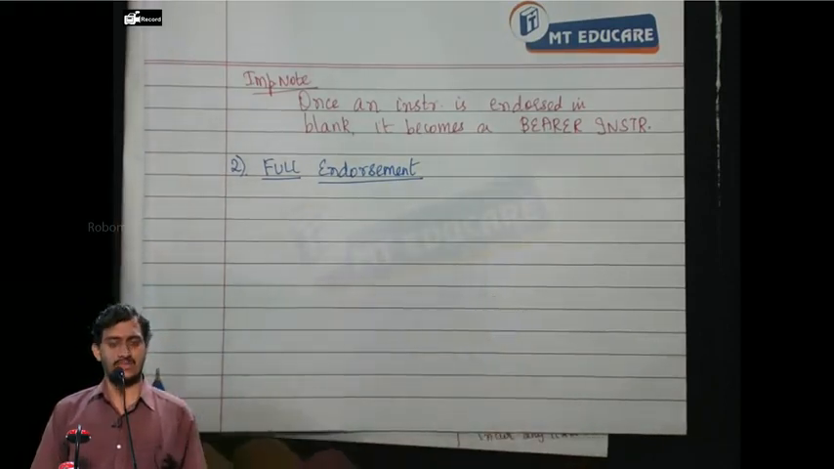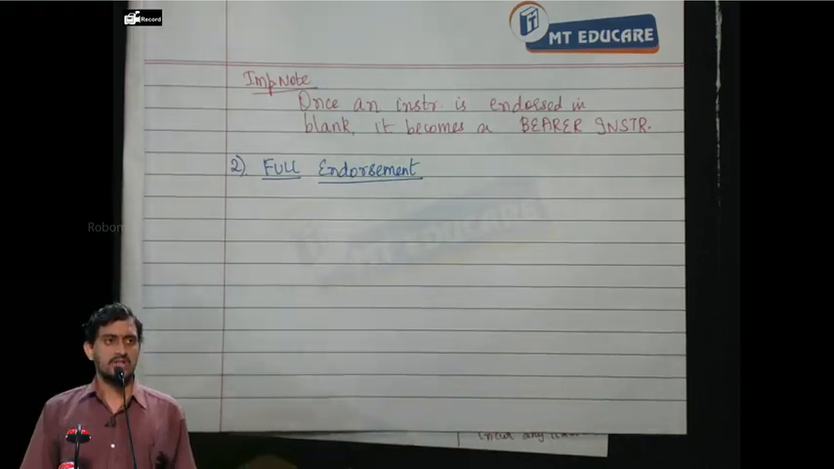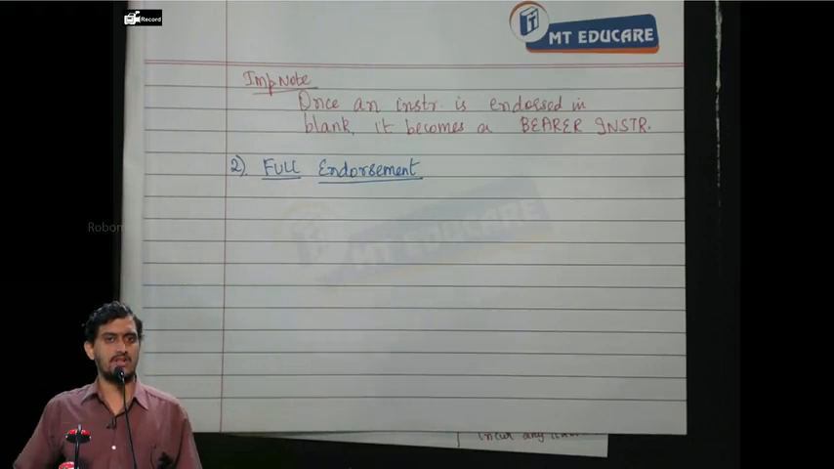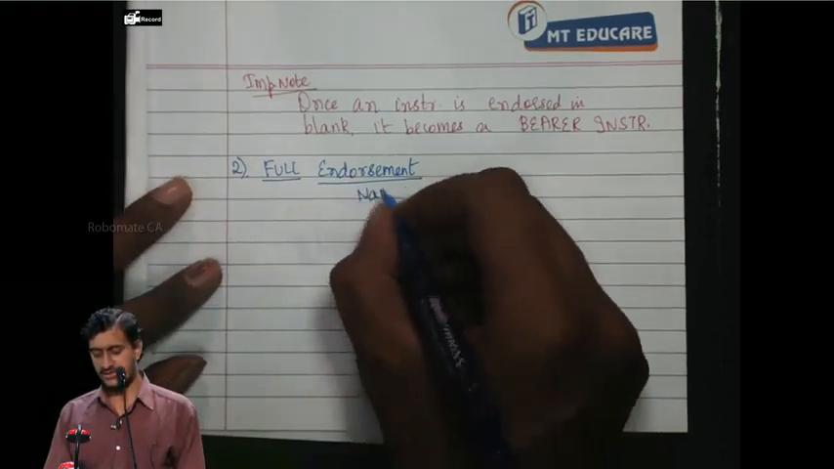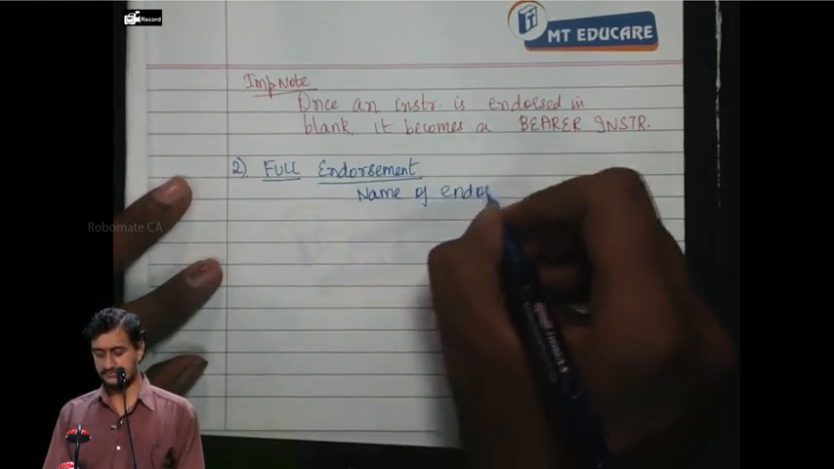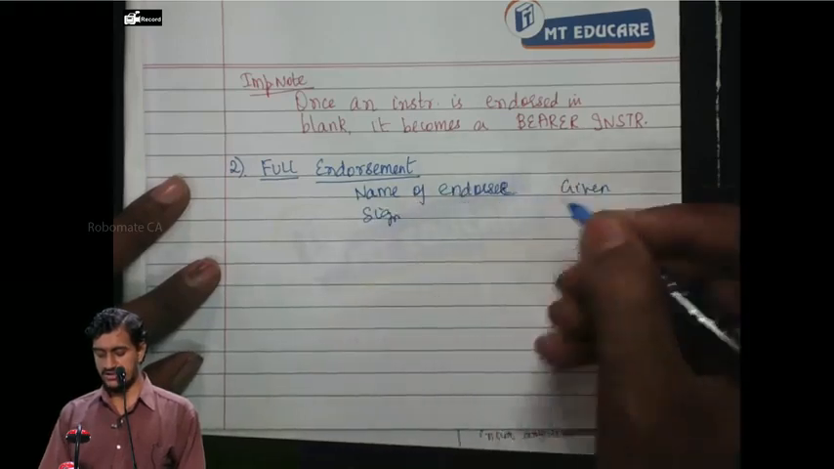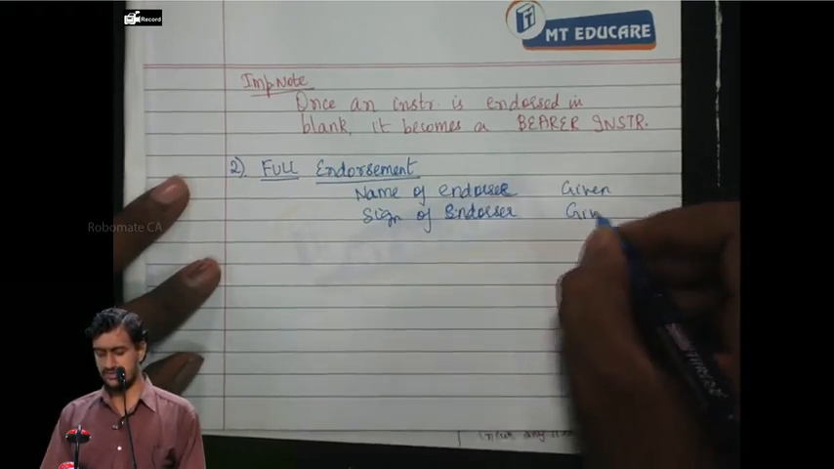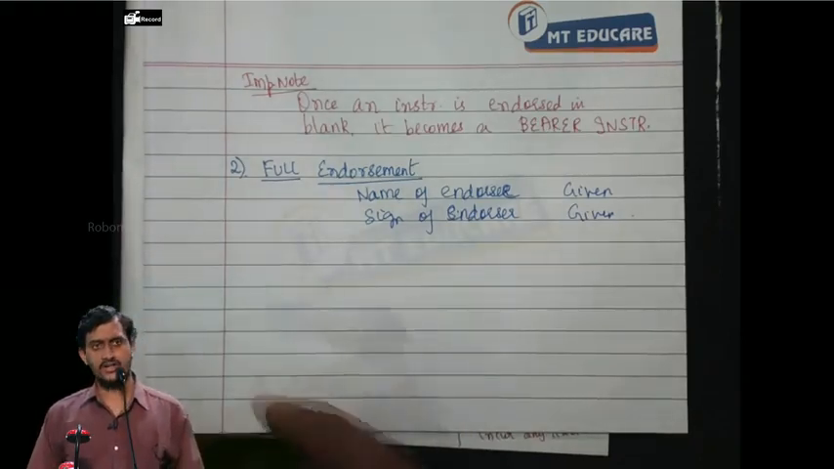Tell me, in a bearer instrument, in a blank endorsement, what is given, what is not given? Name of the endorsee is not given. Signature of the endorser is given. Yes or not? Yes. If it is going to be a full endorsement, what is given and what is not given? Both are given. The name of the endorsee is given. Sign of the endorser is also given. Then you call it a full endorsement.